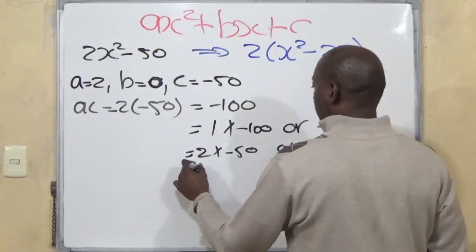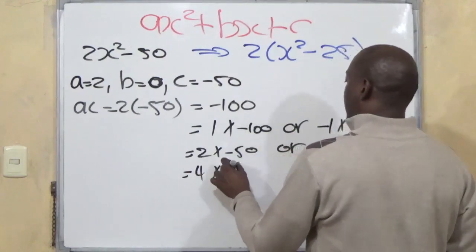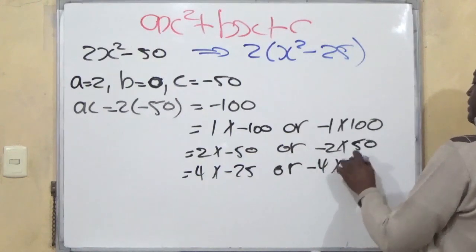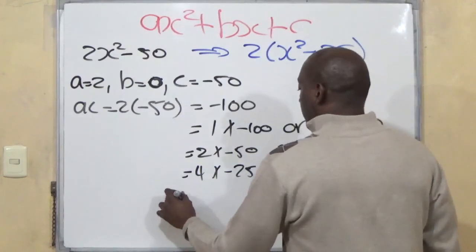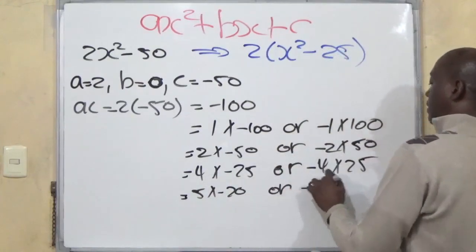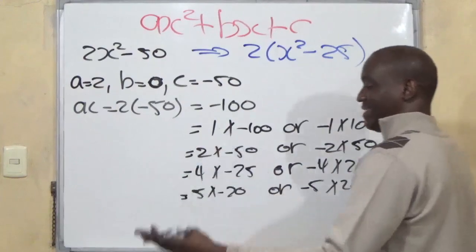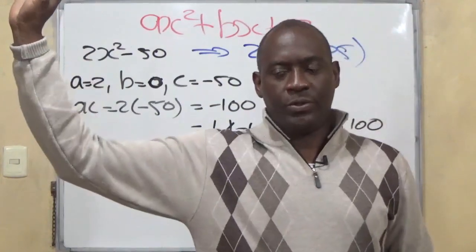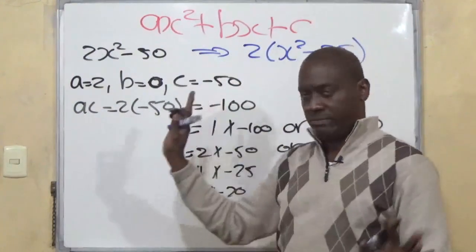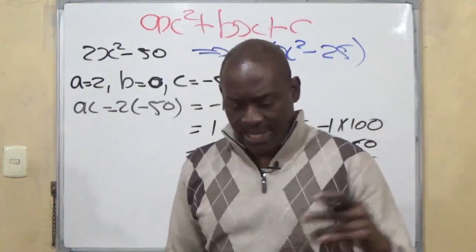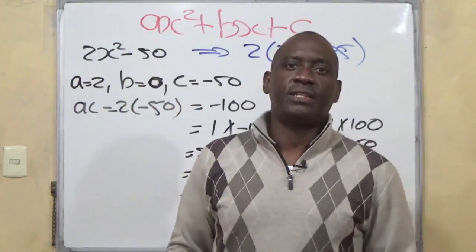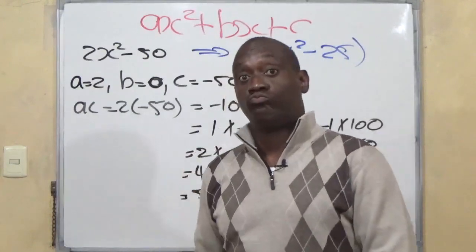Alright, so let me write it out. 4 by minus 25 or minus 4 by 25. 5 is also a factor. 5 by minus 20 or minus 5 by 20. 6 is not a factor of 100. We don't use 6. 7 is not a factor of 100, so we don't use 7. Well, minus 100, sorry. Right? 100, same story. We just change the sign. 8 is not a factor of 100, so we dispense with that. 9 is not a factor of 100, so we dispense with that too.